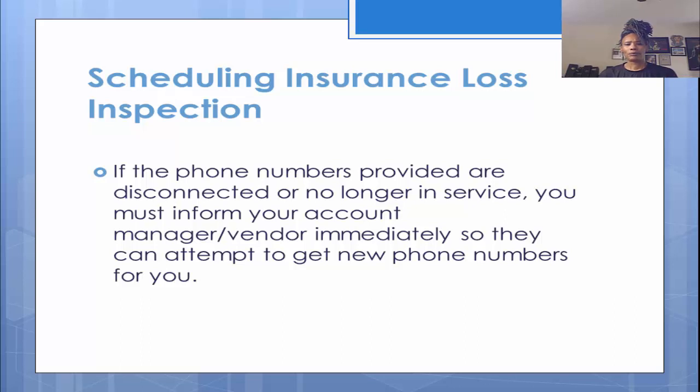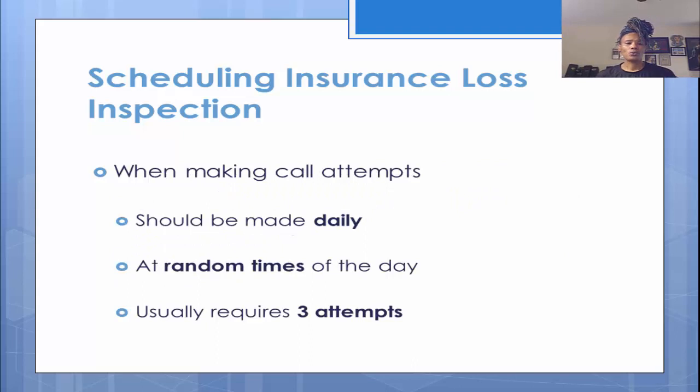So when you're scheduling these appointments, and let's say the phone numbers that they provided to you don't work. In that case, you want to go ahead and contact the company that you're working for, your manager, your vendor. Contact them immediately so that they can try to get new phone numbers for you to call. And when you are making these call attempts, they should be daily, at random times of the day, and it usually requires 3 attempts.